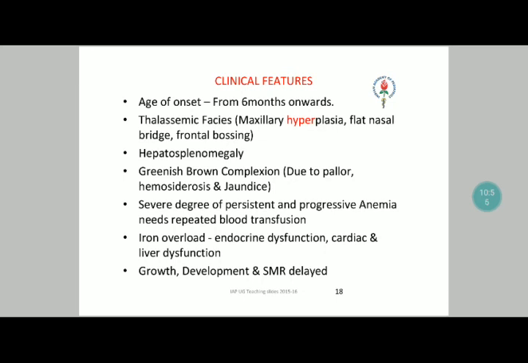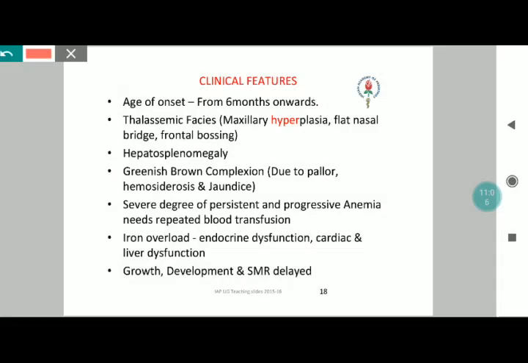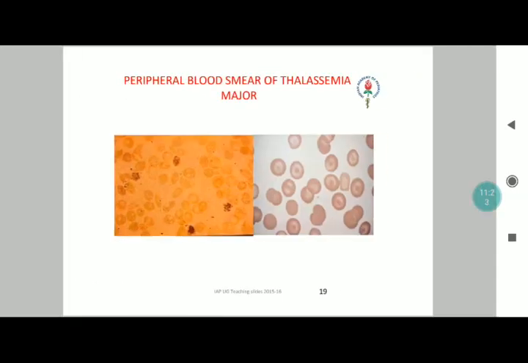But a greenish brown complexion is noted due to pallor, hemosiderosis as well as jaundice, and severe degree of persistent progressive anemia. These two words are very important, both persistent and progressive anemia, due to the need for repeated transfusion. Because of the transfusion repetition, there is also a severe amount of iron overload, and this results in endocrine dysfunction, cardiac and liver dysfunction also. And there is also subsequent steady retardation in both the growth and development of the child.